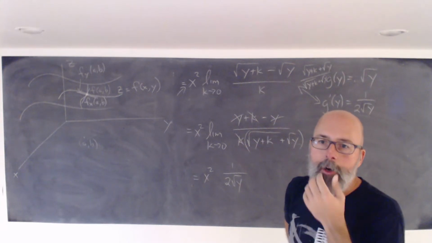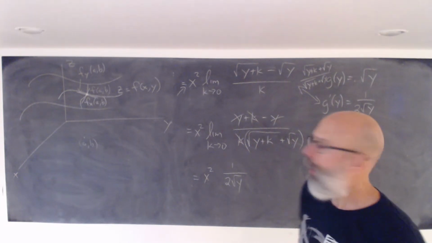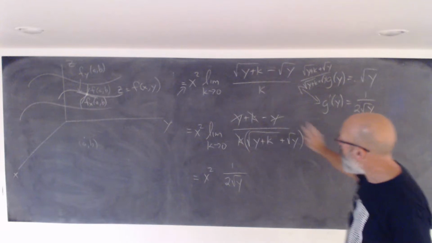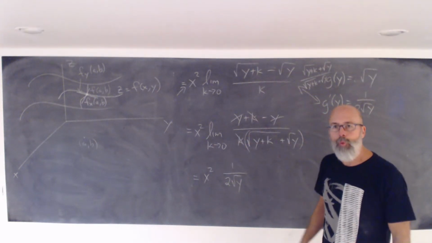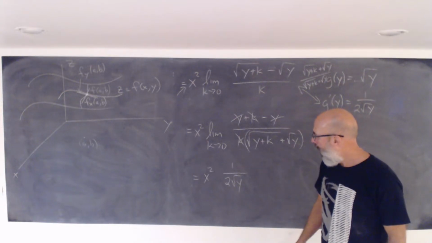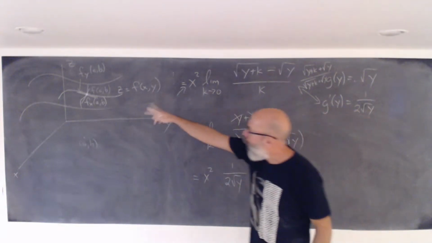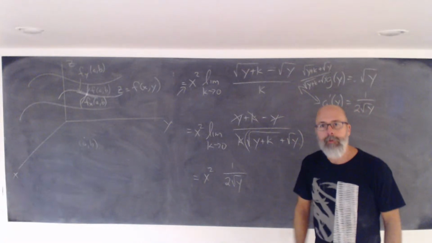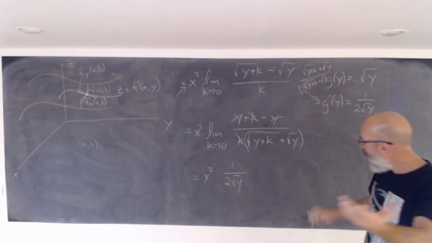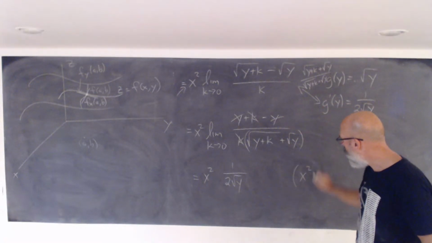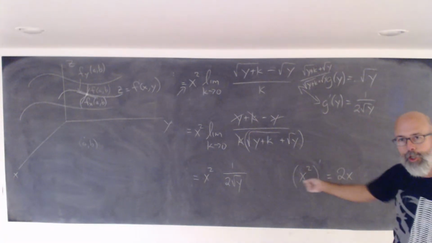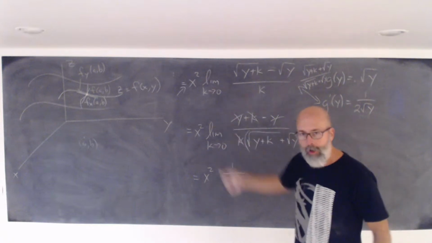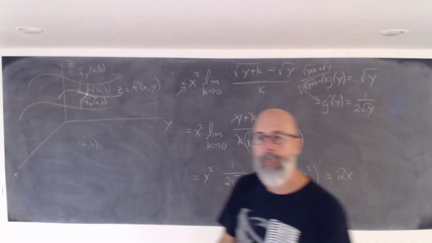So the limit is not a number, but rather a function. Well, I mean, in general, right? Here you get a rule, if you will, that gives you the slope at each point. In very much the same way that the derivative of x squared is 2x, here it's a function as well.